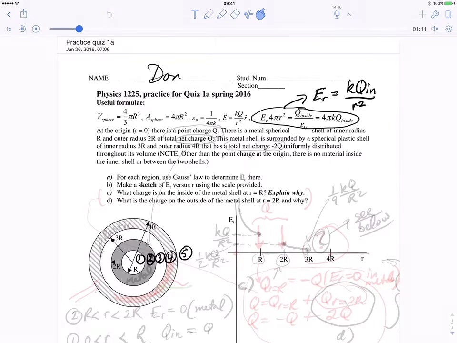And always start on the inner region and work your way out. I've labeled the regions 1 through 5. Regions 1, 3, 4, and 5 will all have fields. Let me start with sort of the easy one. There is a field in 2 also, but that field is 0, so there is no field inside of metal in equilibrium. So region 2, I'm just going to start with that. It's really the easiest thing to talk about.